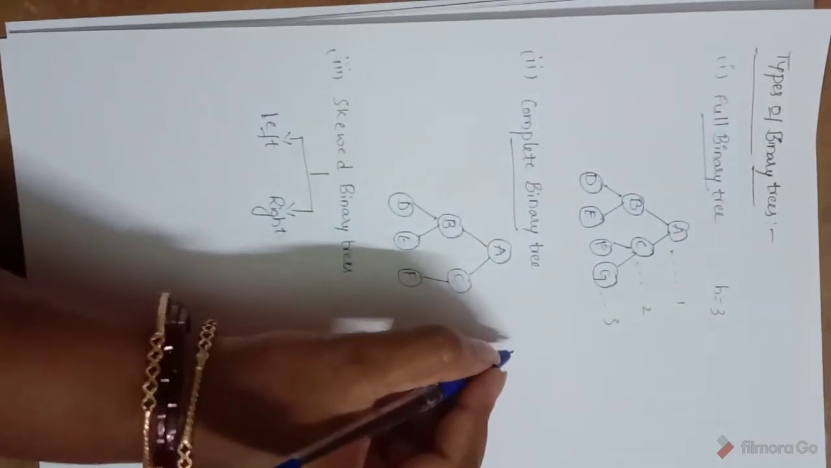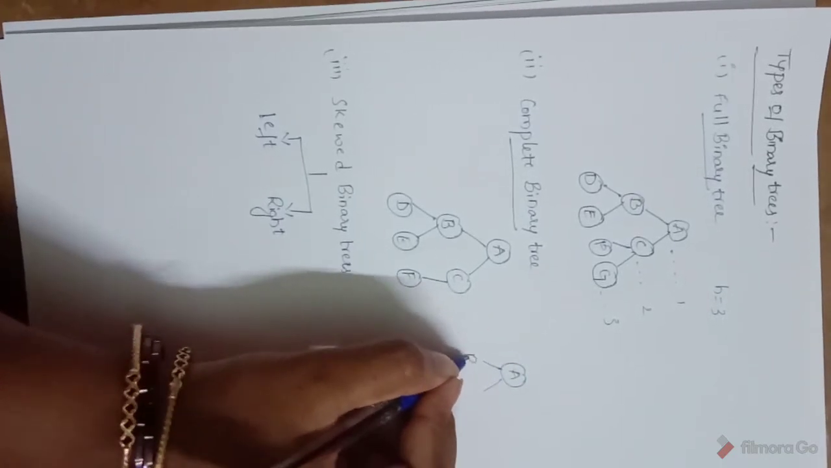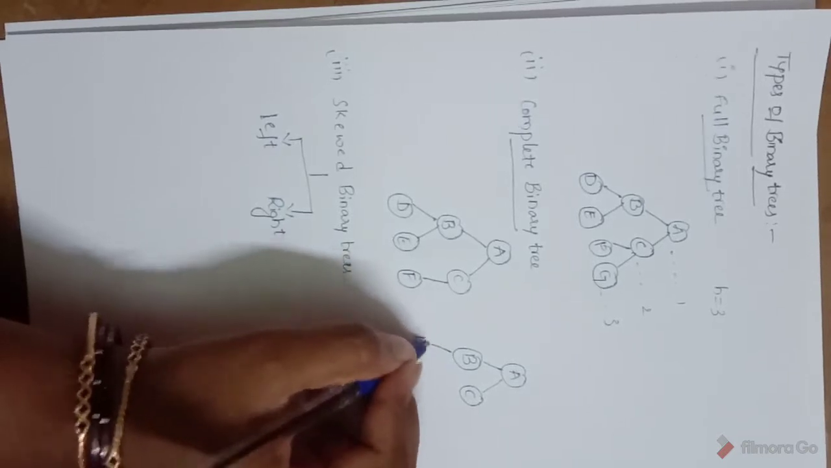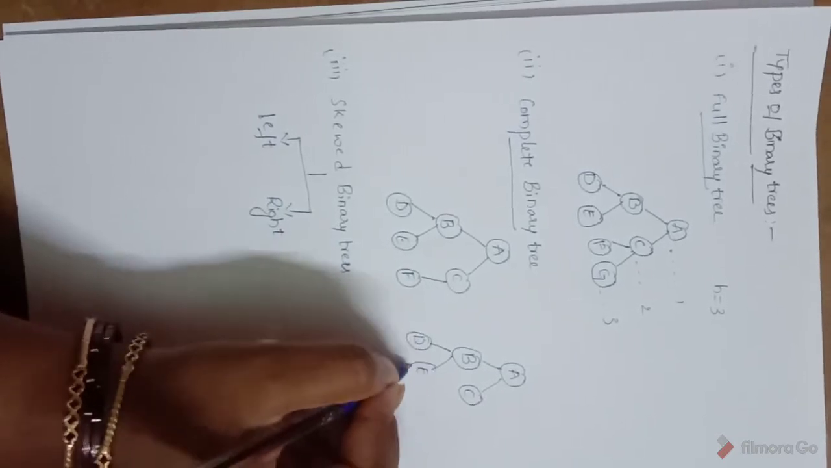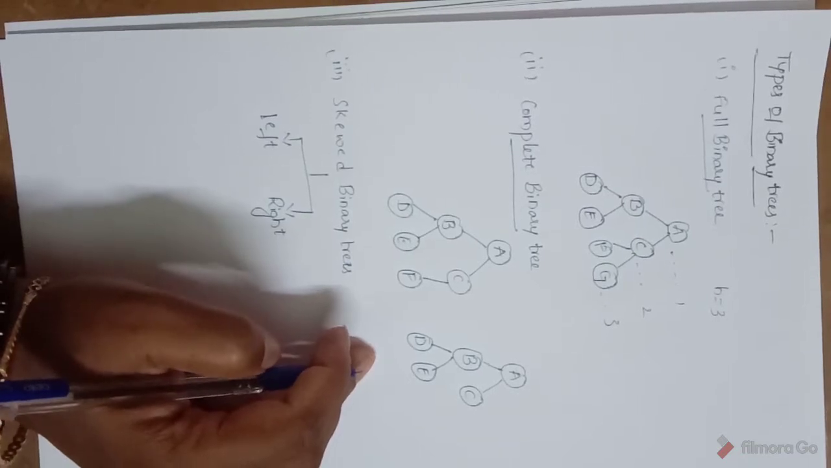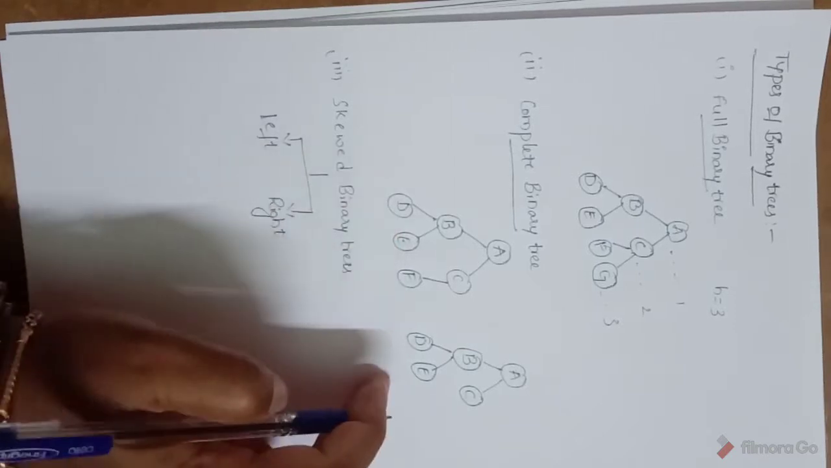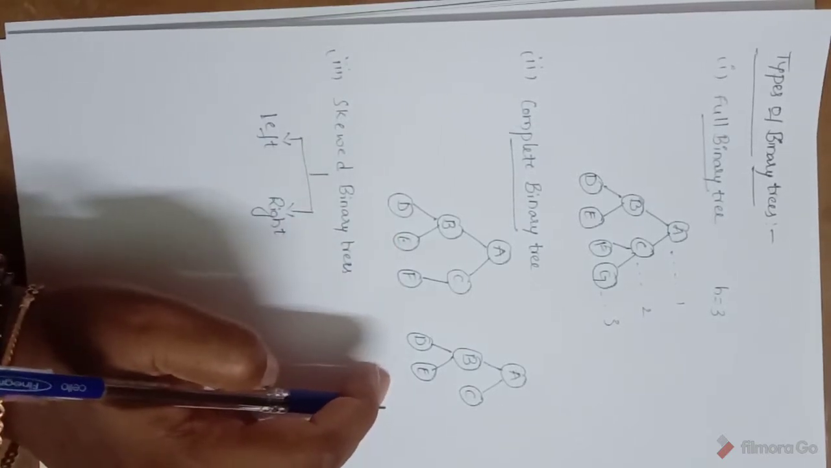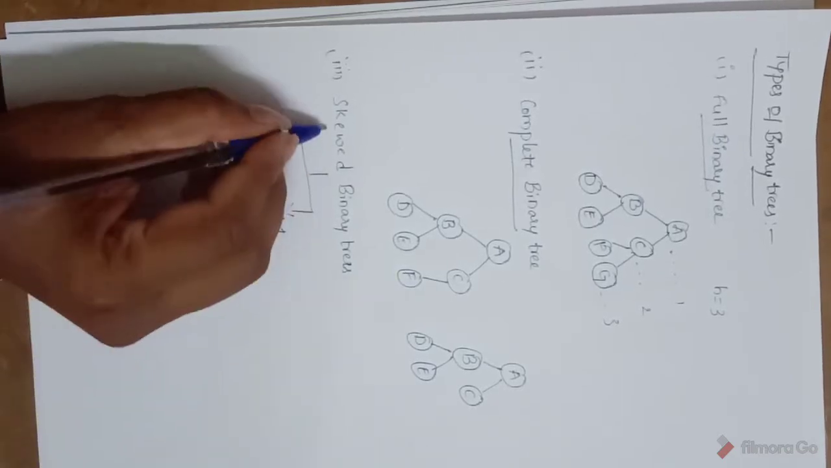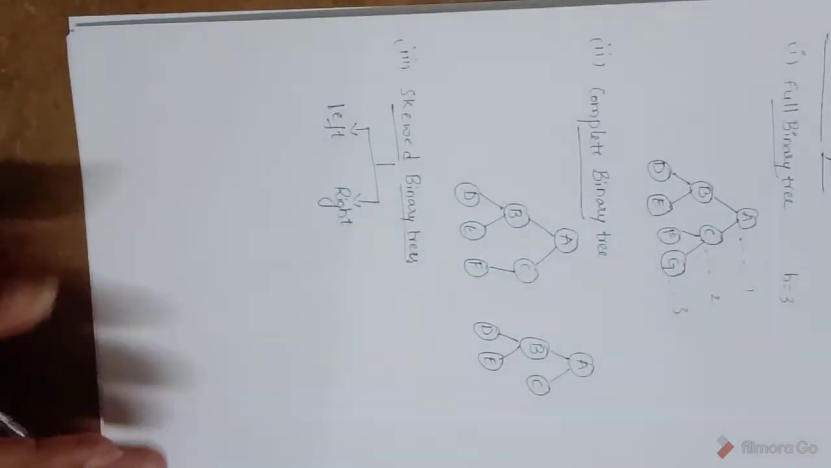And again I am giving one more example over here. A, B, C, D, E. This is also a complete binary tree. In this way we can say that the complete binary tree with the minimum number of elements that we are giving in the binary trees, minimum number of nodes.